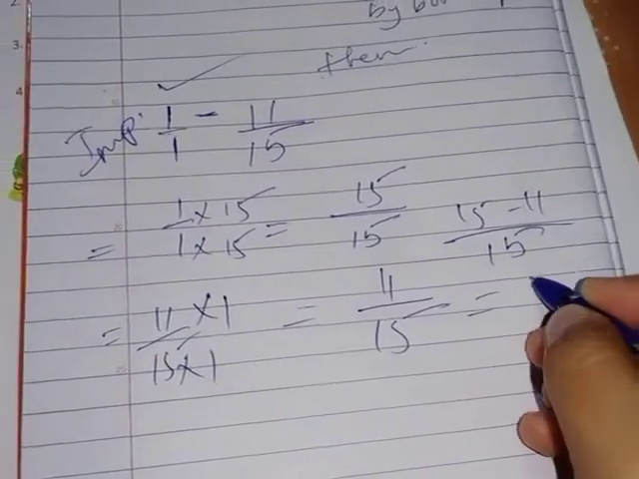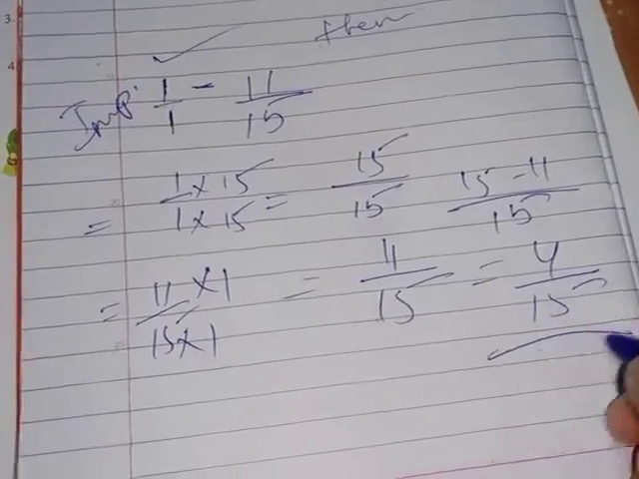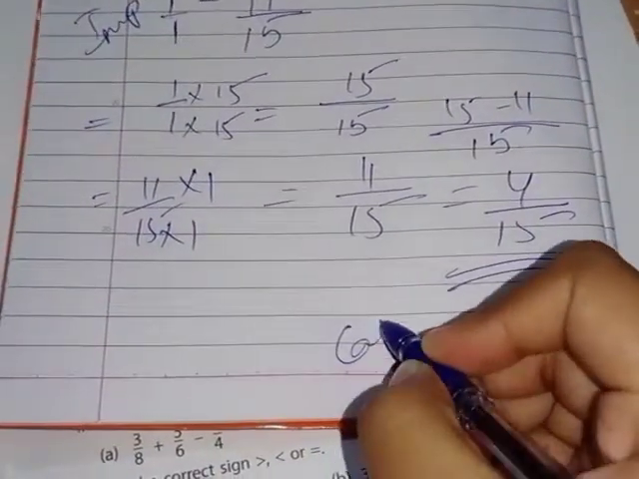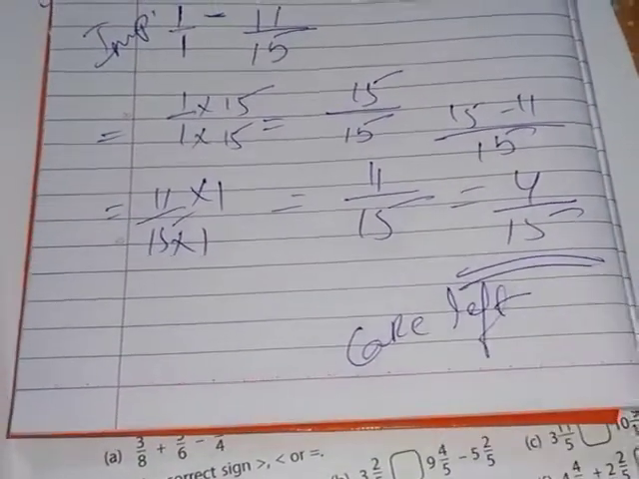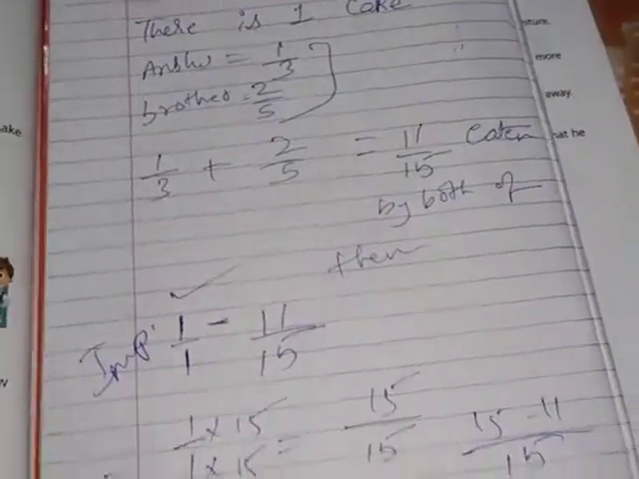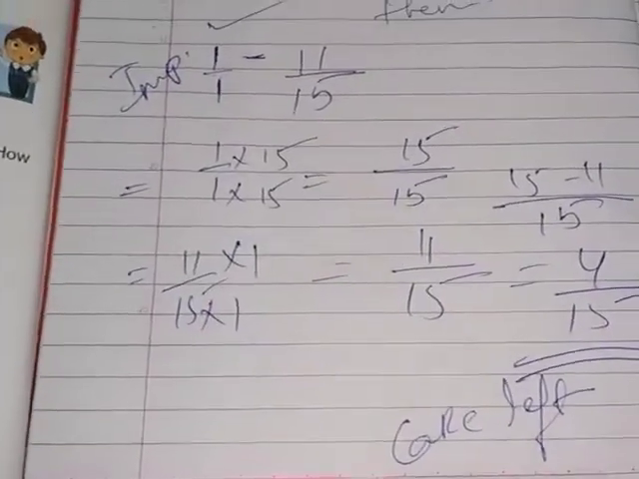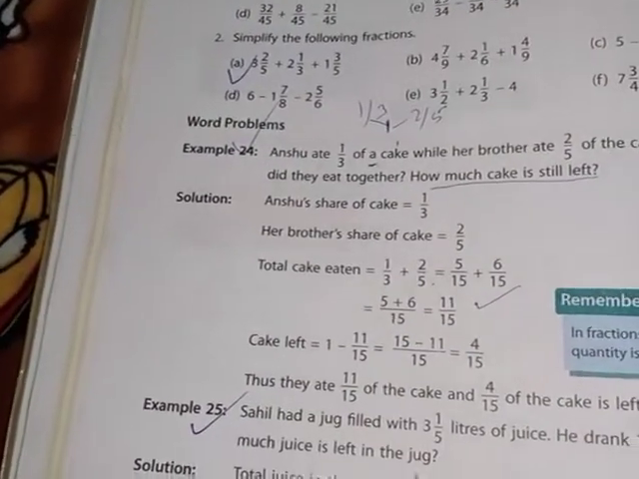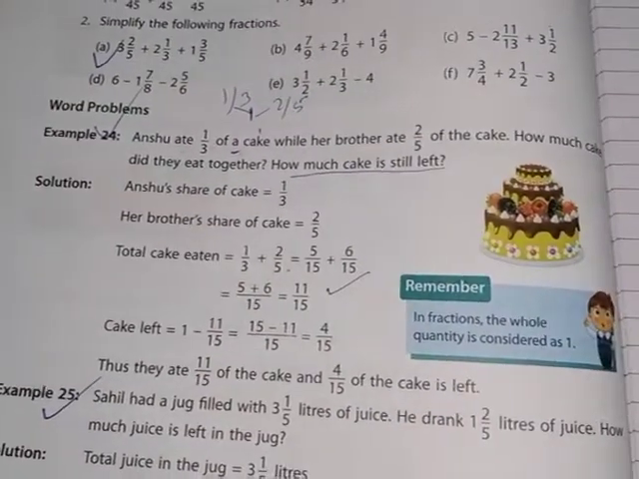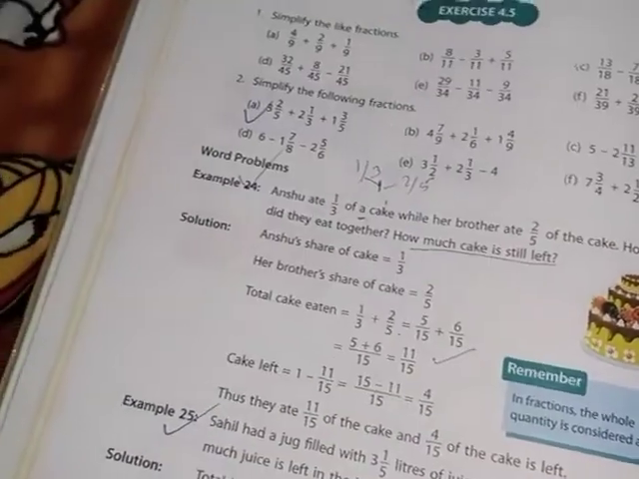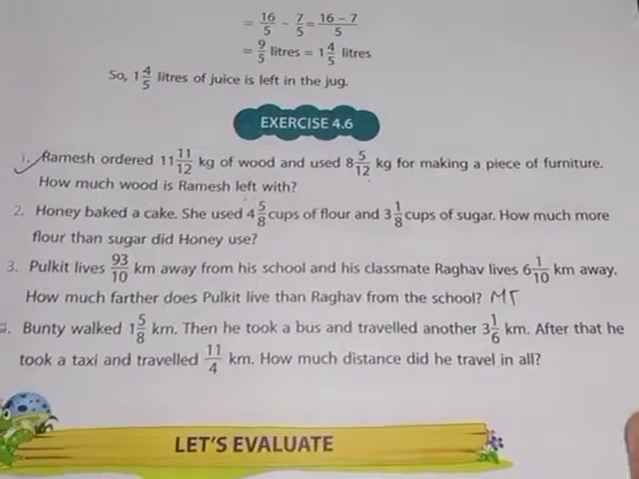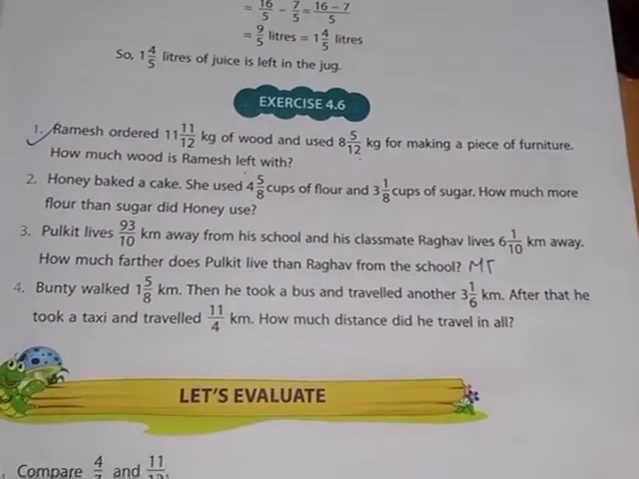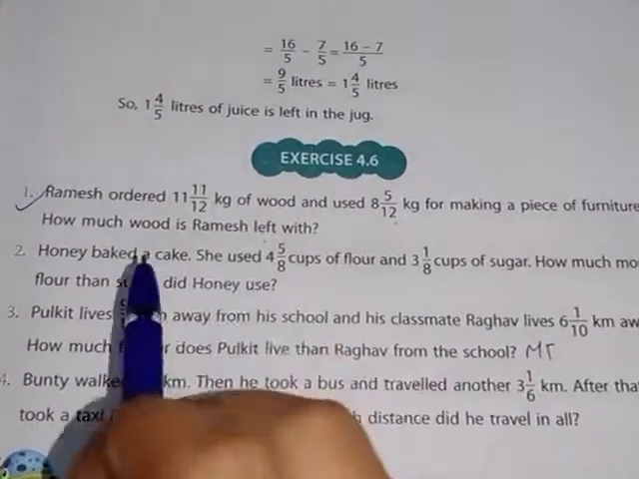11/15, that is 4/15. This is the quantity of cake left. Got it clear? Like this we will solve. When the total quantity is not given, we will keep the total quantity 1. This was your example number 24. Kindly go through this example properly. Now 4.6, all the questions I will only explain. Solutions is to be done by you on your own.